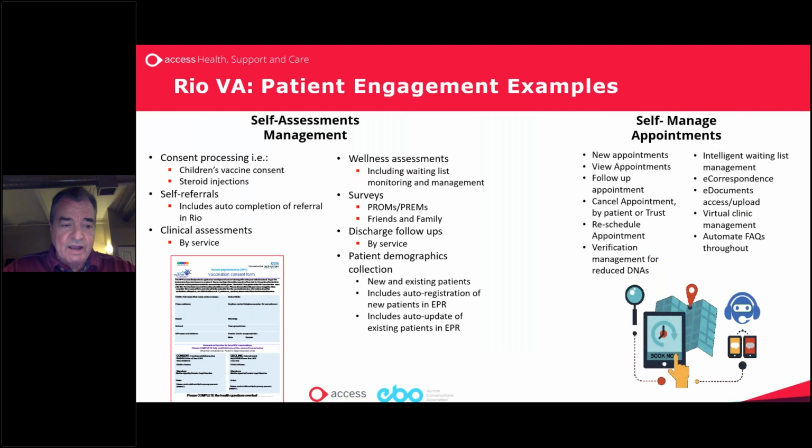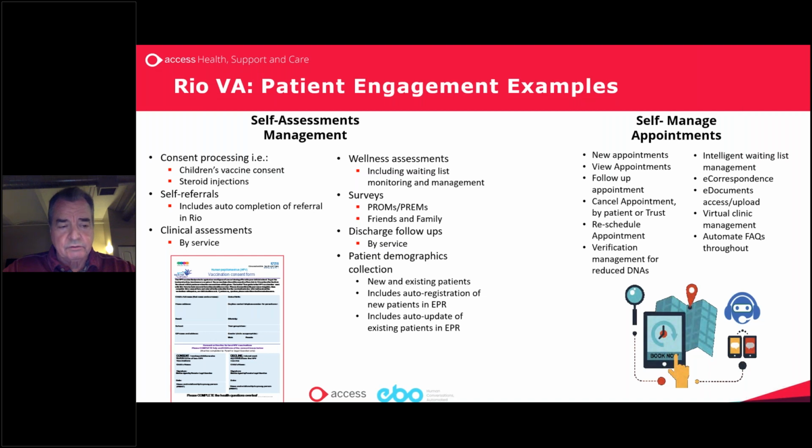To give you a few examples in terms of some of the functionality we're deploying, within self-assessments itself, and John pointed out, we're doing consent processing around children's vaccination, which has been very successful with 3 of our sites. We're doing steroid injection consent forms as well. Self-referrals, the patient can self-refer. It can also be a collaborative referral format, as we're doing for Lincolnshire, where both patients and GPs, as well as the trust itself, are contributing to a referral form, and then that's uploaded and processed within the Rio platform itself.